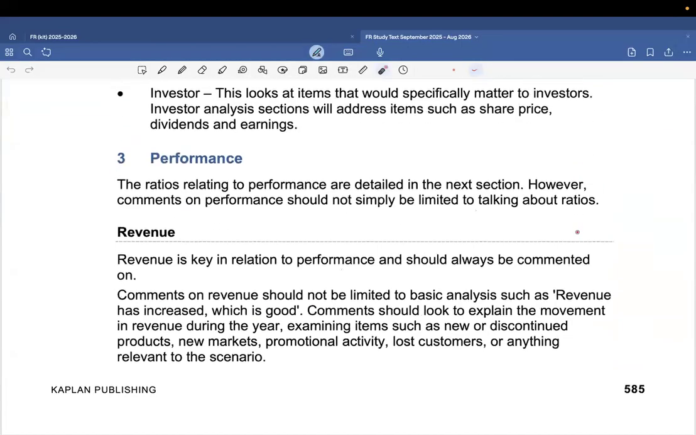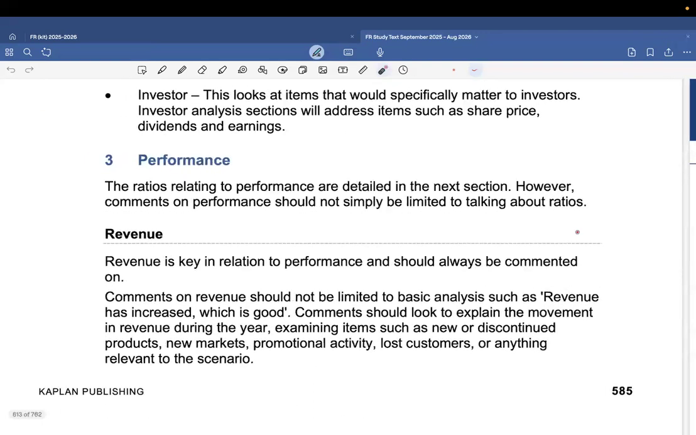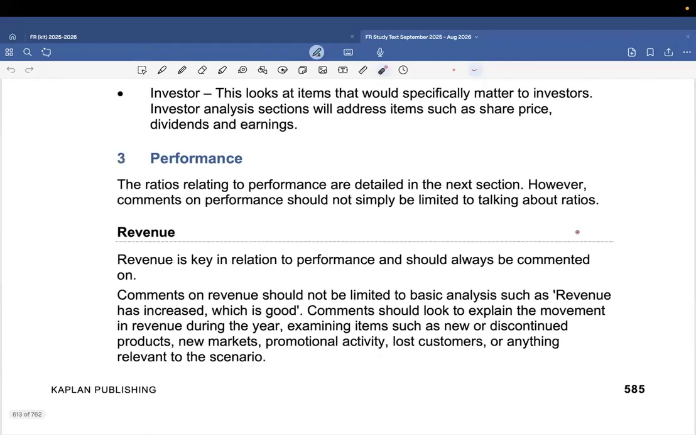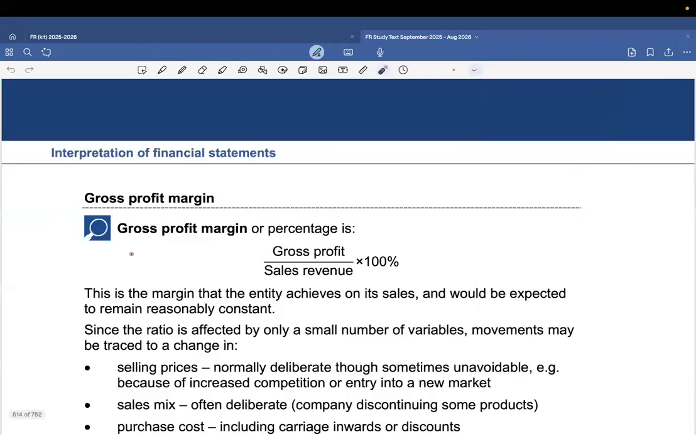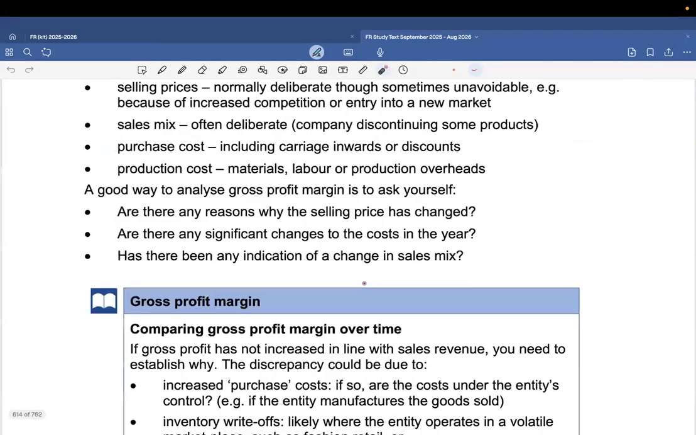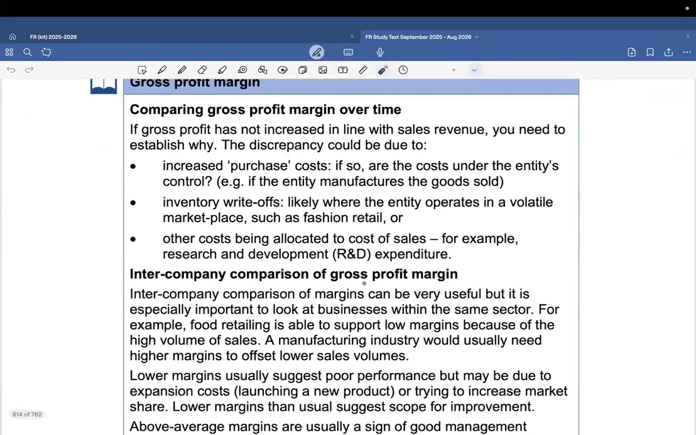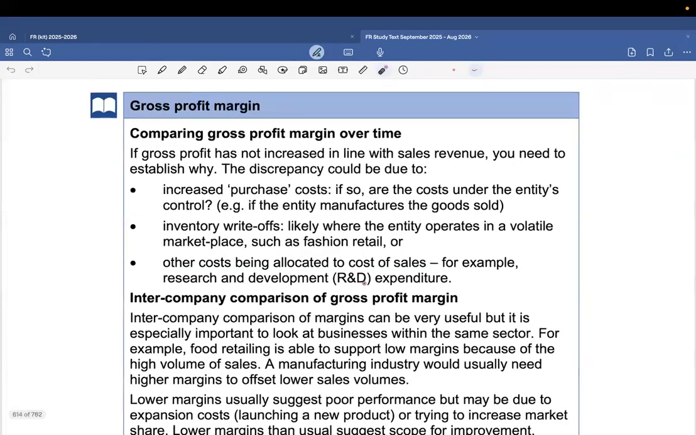So on the basis of performance, we are basically looking into the revenue first. Any ratios under profitability would be compared against the revenue, because revenue is the key performance indicator of a business. Clear? So first ratio, gross profit margin ratio. We're going to take gross profit divided by sales revenue into 100. That percentage would give you the gross profit margin ratio.